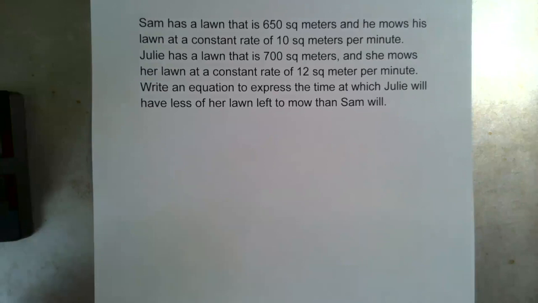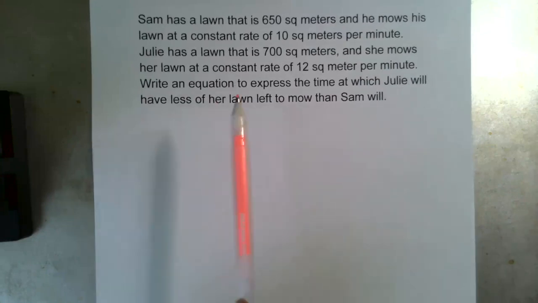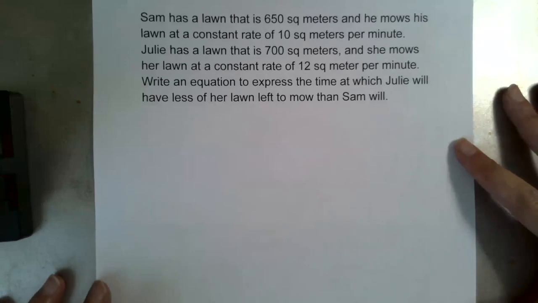Sam has a lawn that is 650 square meters, and he mows his lawn at a constant rate of 10 square meters per minute. Julie has a lawn that is 700 square meters, and she mows her lawn at a constant rate of 12 square meters per minute. Write an equation to express the time at which Julie will have less of her lawn to mow than Sam will.